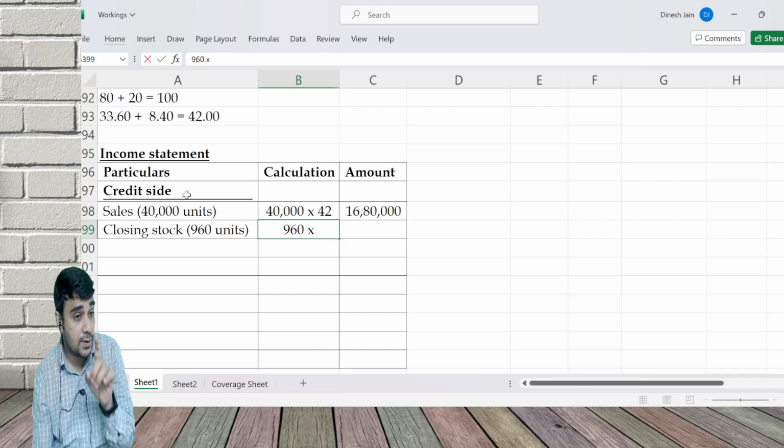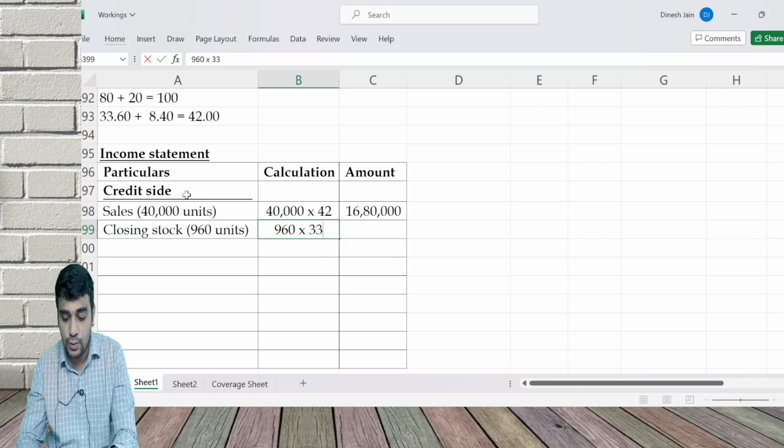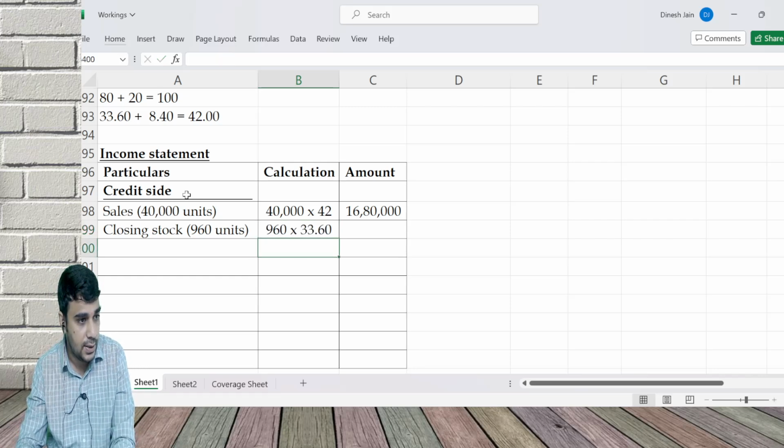If a company is not following standard costing, then you have to do a cost sheet, calculate what is the actual cost per unit, which can be different from 33.6, and whatever is closing will be valued at that. But here we are very clear, whatever be the cost, closing stock will be at 33.6.